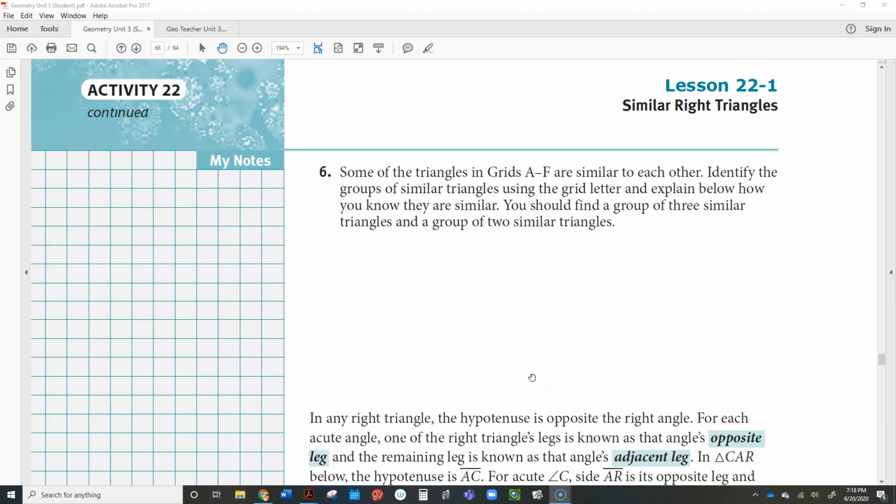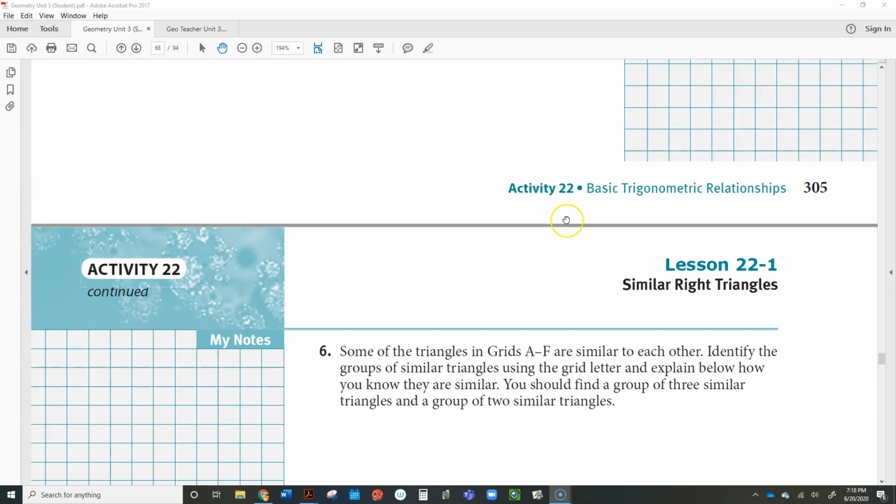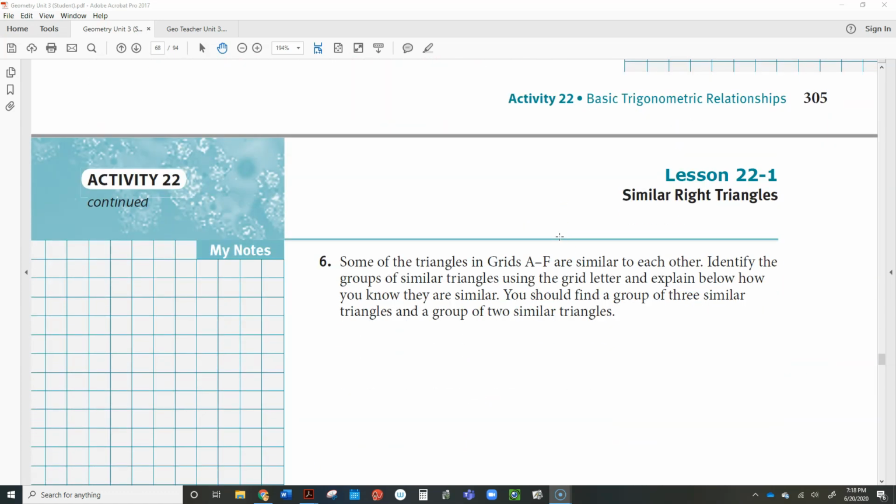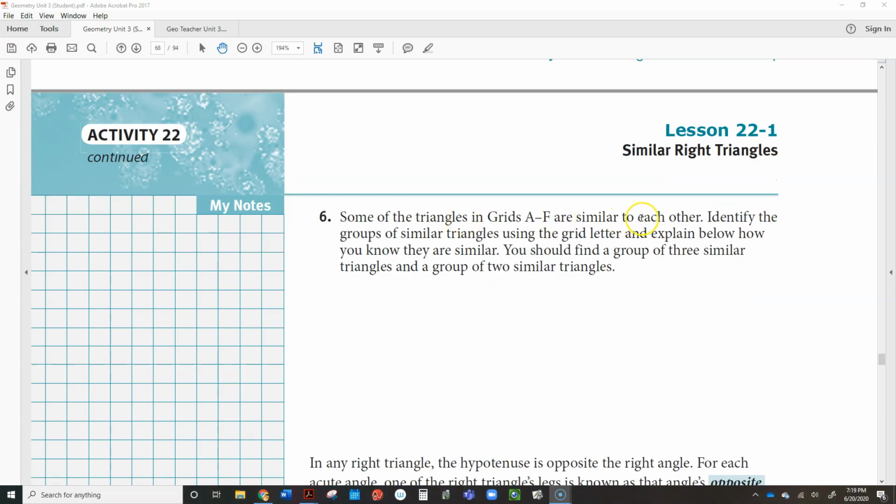Okay, we're still on lesson 22-1. We're at number 6. It wants us to go back and look at these grids right here. It says some of these triangles are similar to each other, and they want us to identify the groups of triangles that are similar to each other and explain how they're similar. And it's giving us a hint saying that there's going to be a group of 3 and a group of 2.